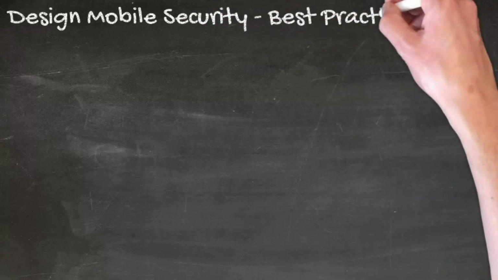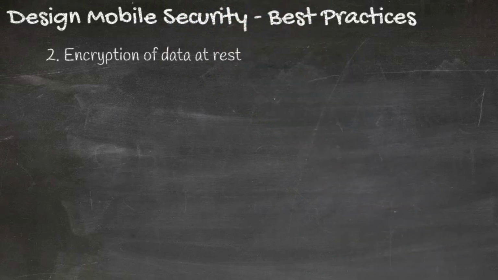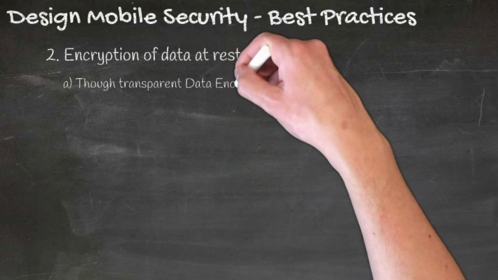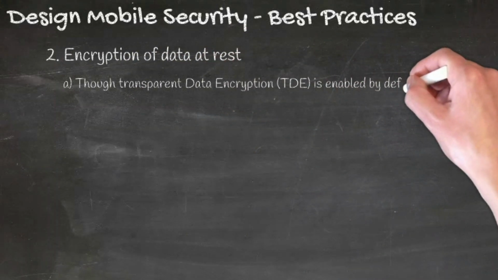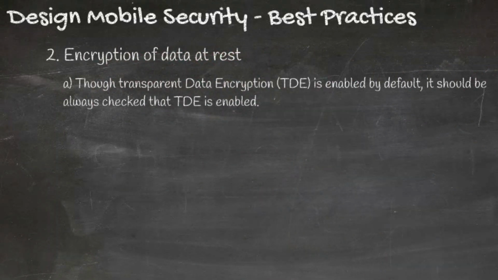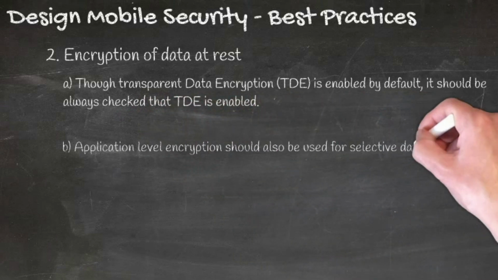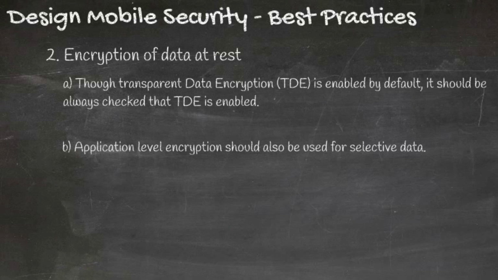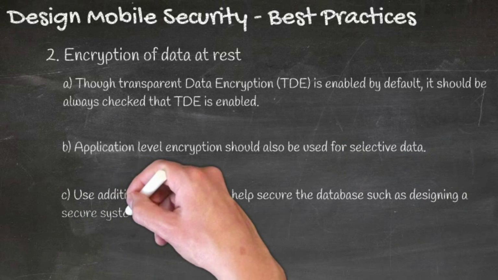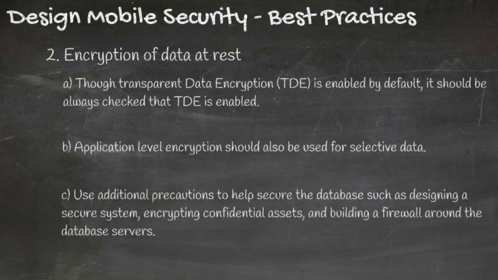How to do encryption of data at rest. Though transparent data encryption (TDE) is enabled by default, it should always be checked that TDE is enabled. Application level encryption should also be used for selective data. Use additional precautions to help secure the database, such as designing a secure system, encrypting confidential assets, and building a firewall around the database servers.